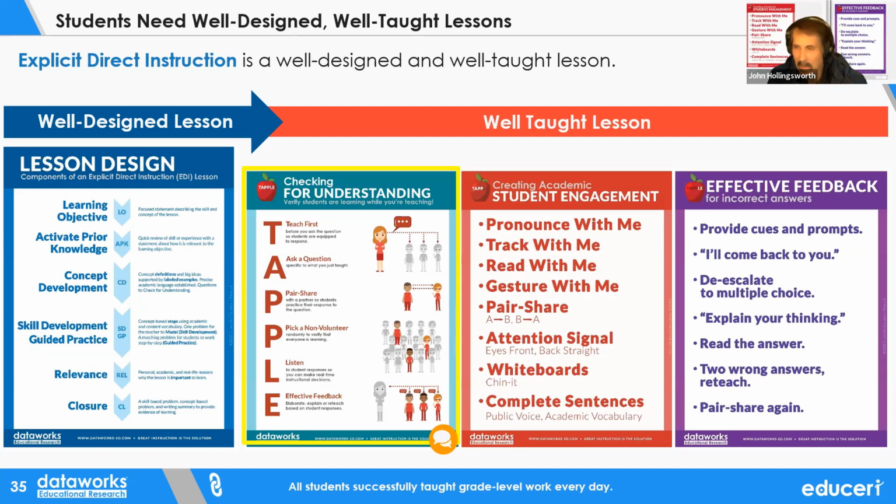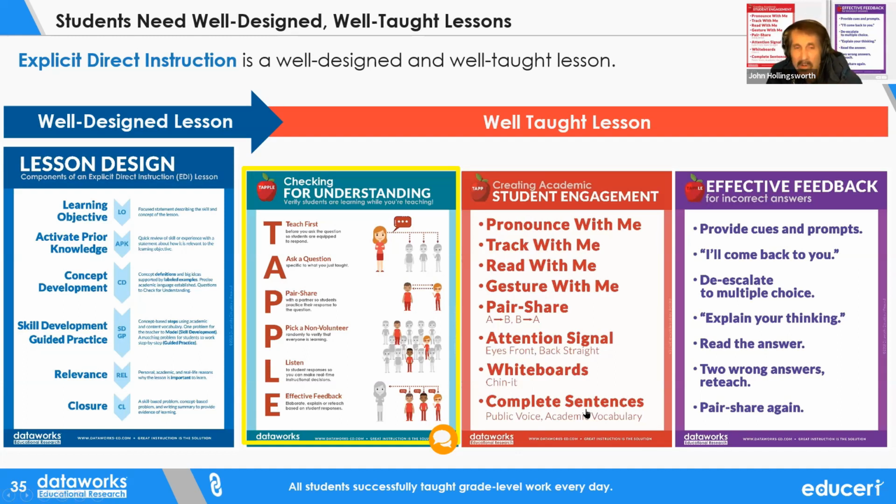If any of you were following along with a handout or looking at it on your computer, we're on slide number 35. As we said before, remember EDI is two things, design and delivery. The design is the lesson components. The delivery is how you teach the lesson. And basically you teach with student engagement. Every time you put up the learning objective, the concept definitions, the problems, you pronounce words, you track, you use gestures, pair shares, your attention signal, whiteboards, whenever you can use whiteboards for short answers. And we always have the students answer in complete sentences.